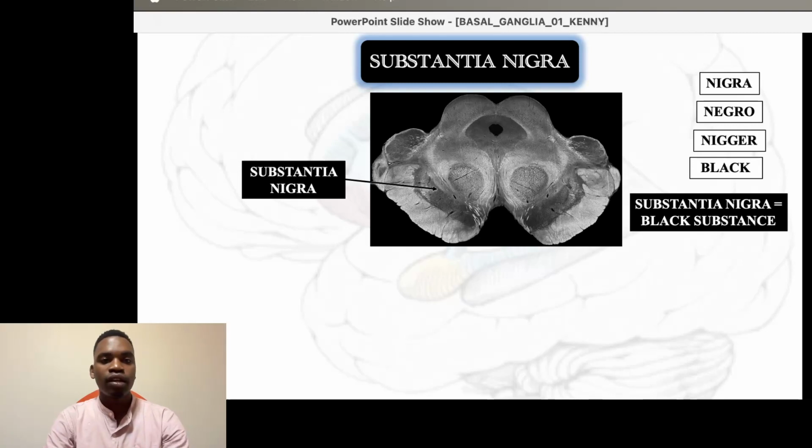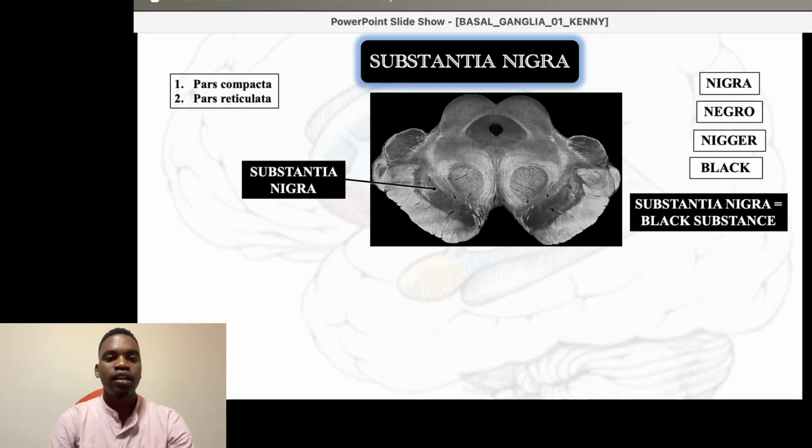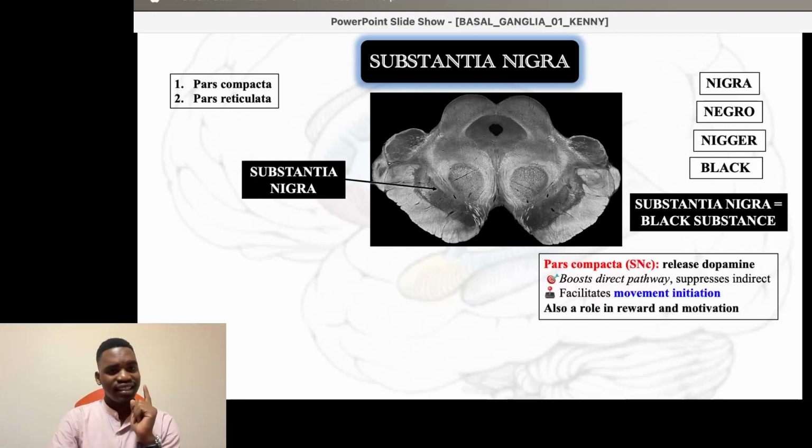It has two parts, which are substantia nigra pars compacta and substantia nigra pars reticulata. The substantia nigra pars compacta is important because it helps in releasing dopamine, a very important neurotransmitter when it comes to movement control. It boosts the direct pathway and suppresses the indirect pathway. We'll see it shortly while discussing the intrinsic connections of the basal ganglia.